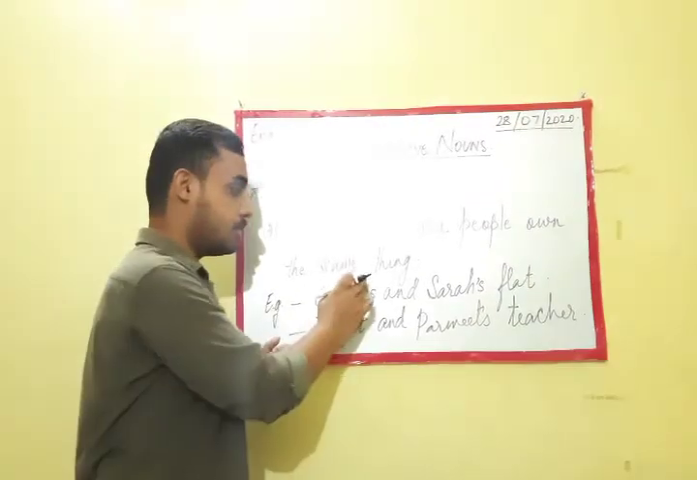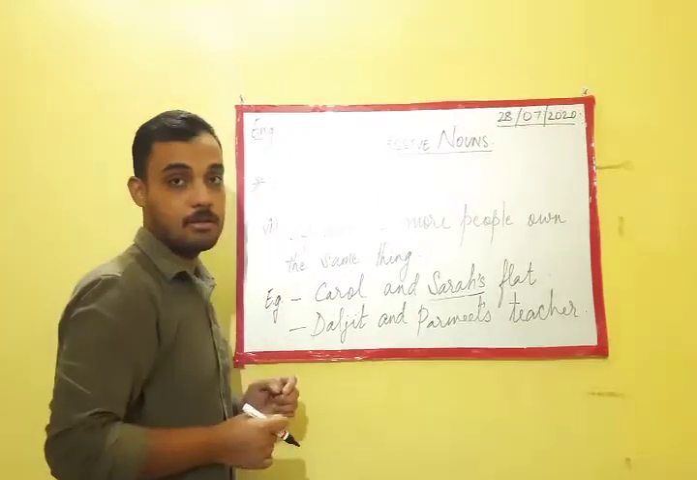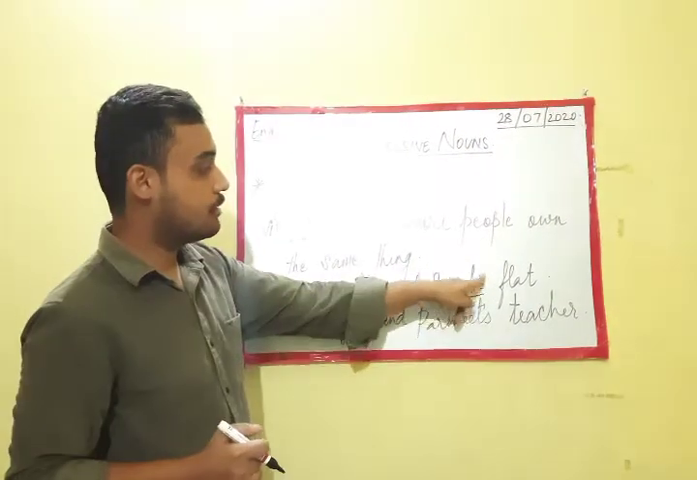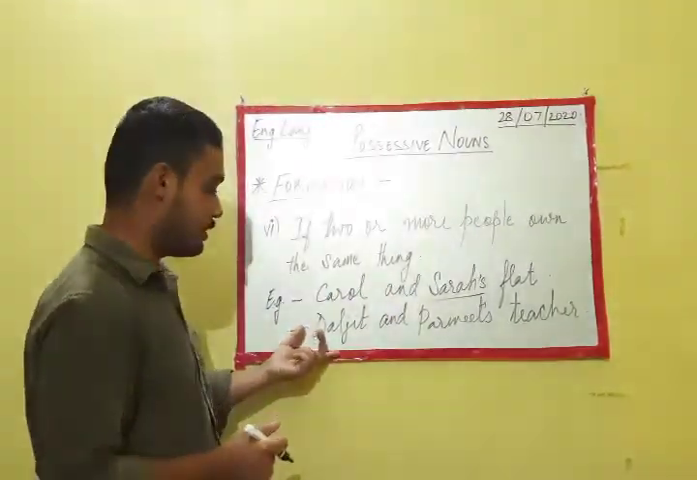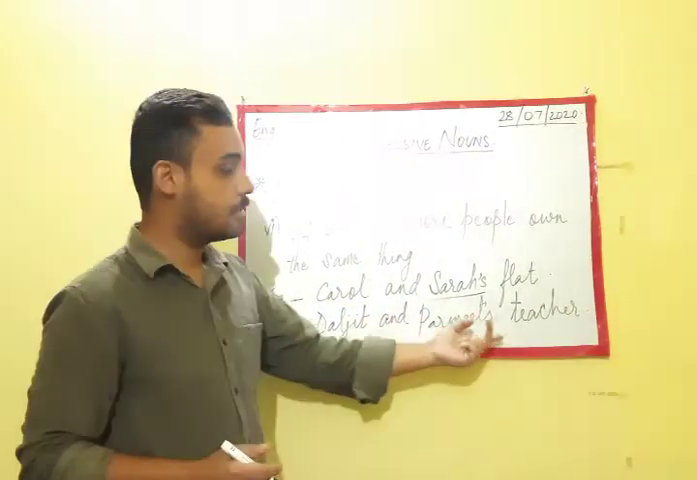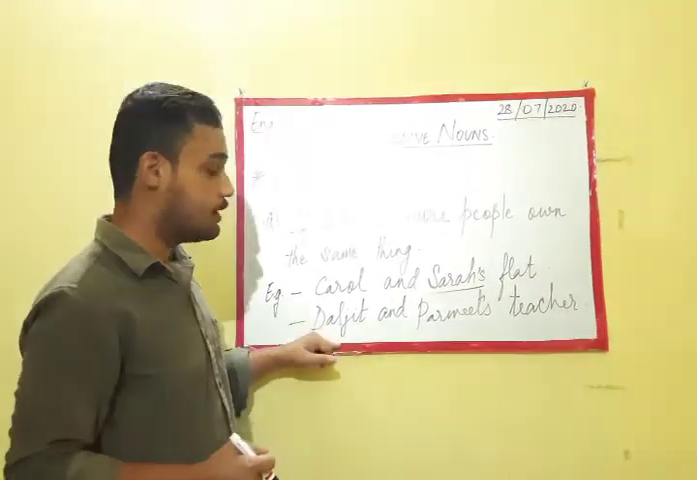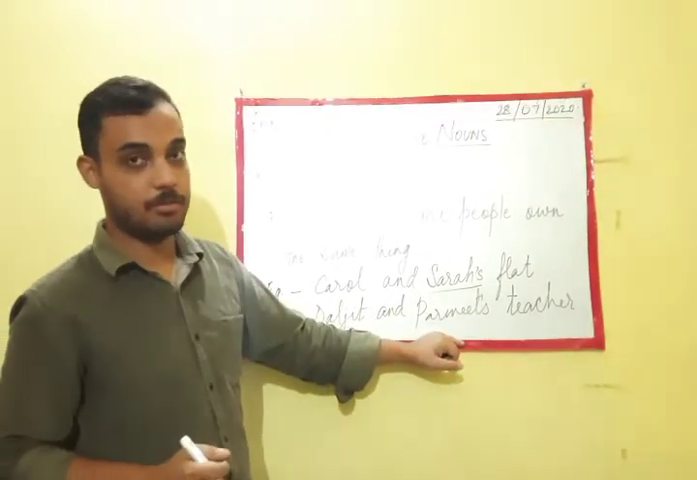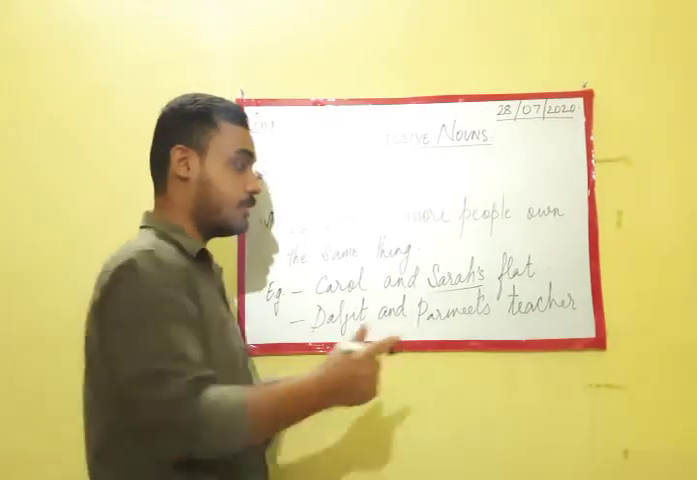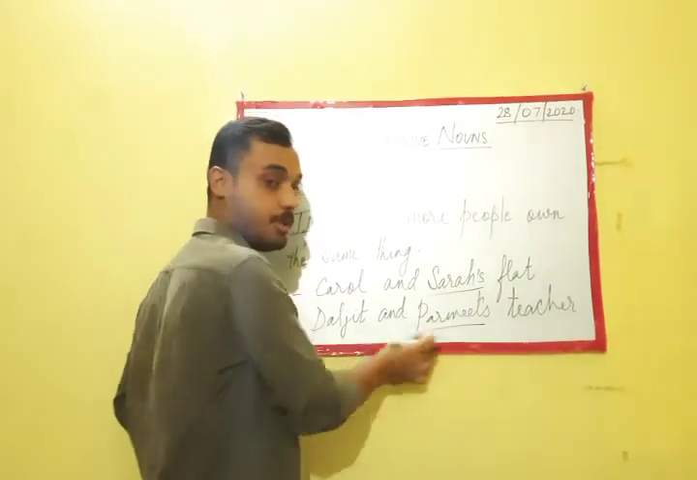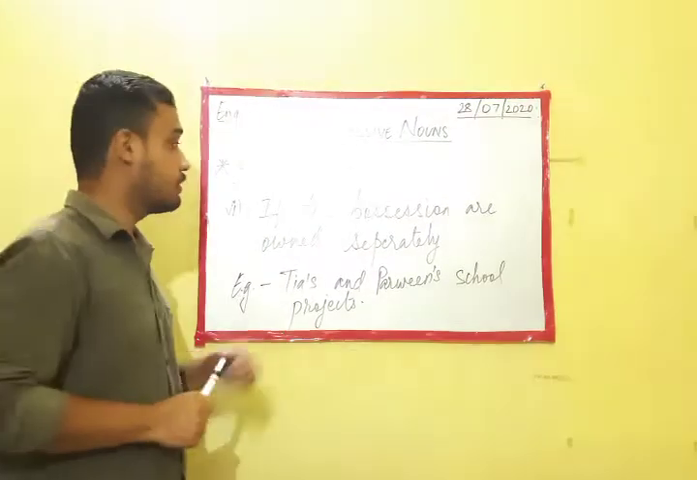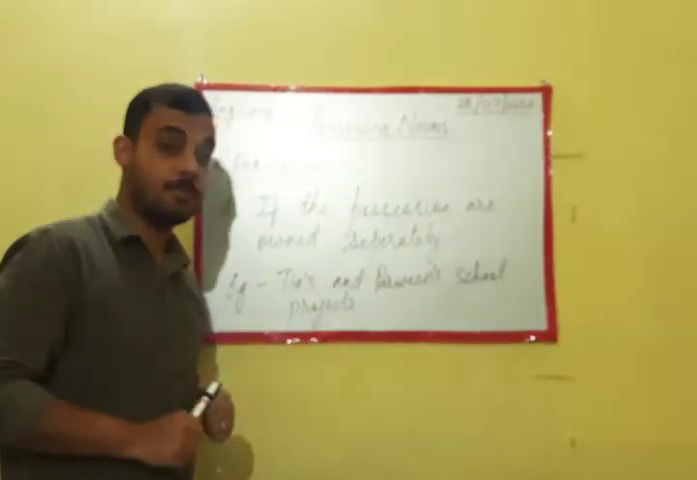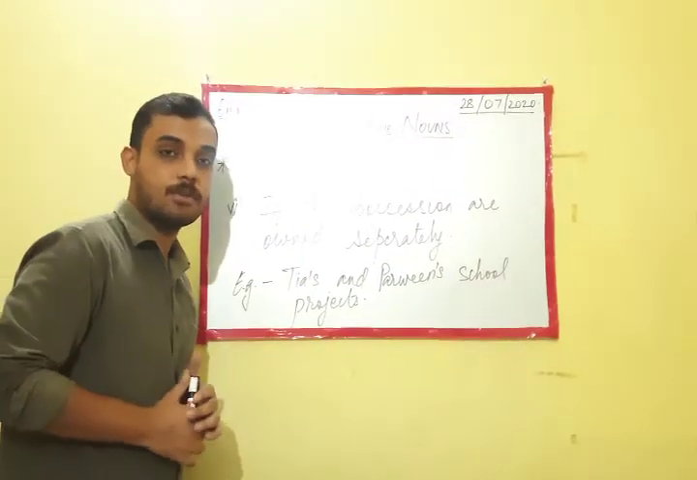The apostrophe s will be added only with Sarah. Only Sarah, then it shows that it belongs to both these people. Another example: Daljit and Parmeet's teacher. Daljit is one person, Parmeet is another person. We will only add apostrophe s to the last name.